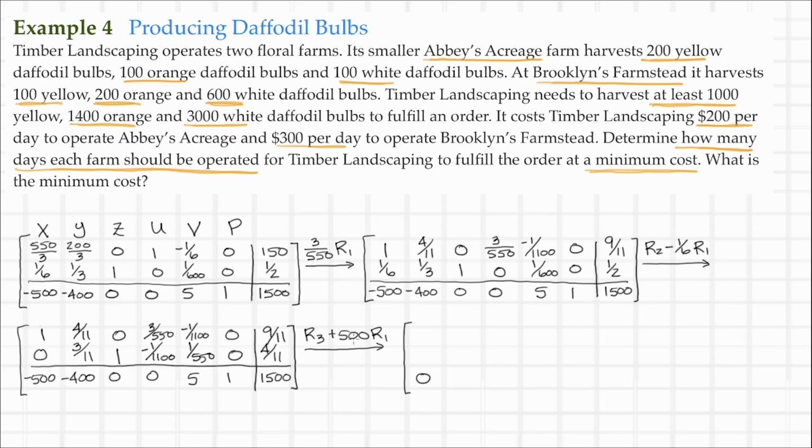4/11 times 500, that's 2011. Negative 400 plus 2011 is negative 2411. 0, 0, and of course bring down the 0. 3 over 550 times 500 is 30 elevenths, and of course 0 plus 30 elevenths, that's 30 elevenths. Negative 1 over 1100 times 500, that's negative 5 elevenths, and 5 minus 5 elevenths is 50 elevenths.